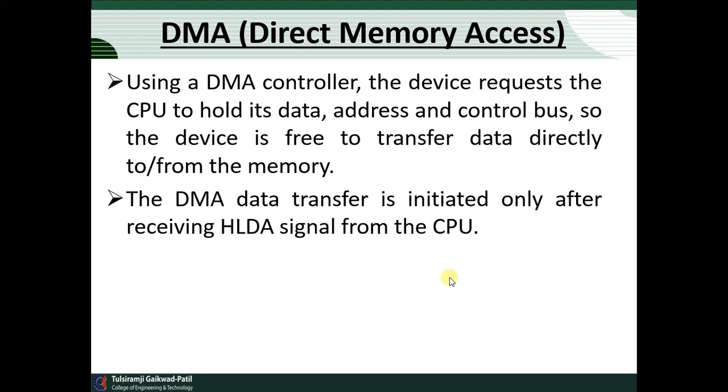Now, using the DMA controller, the device requests the CPU to hold its data, address and control bus, so that the device is free to transfer the data directly to or from the memory. First, the DMA sends the request to the CPU to hold the data, address and control bus, so that the device is free to transfer the data directly to or from the memory.